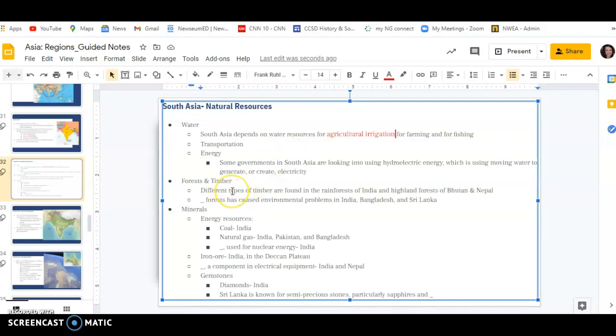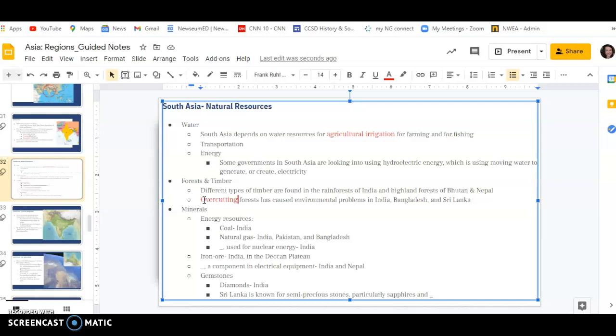We also see forests and timber. So different types of timber are found in the rainforests of India and the highland forests of Bhutan and Nepal. Overcutting, so over-harvesting, cutting down too much timber, has caused environmental problems in India, Bangladesh, and Sri Lanka.